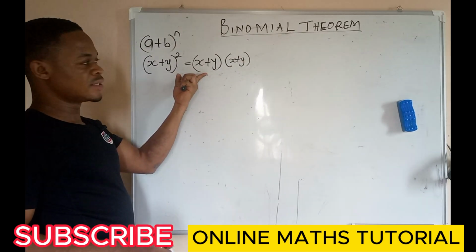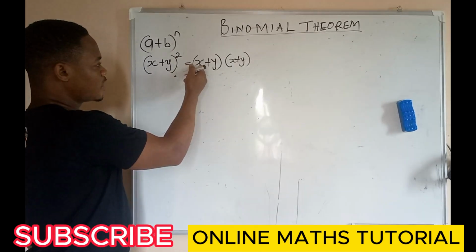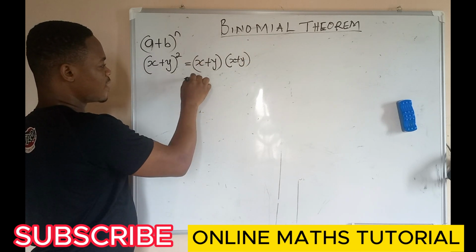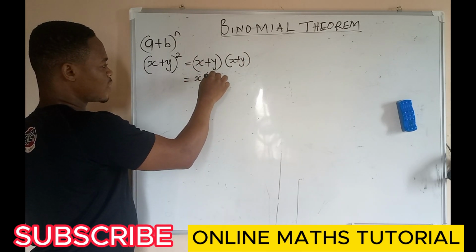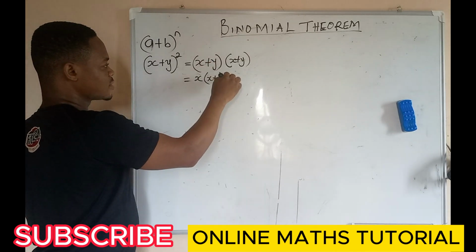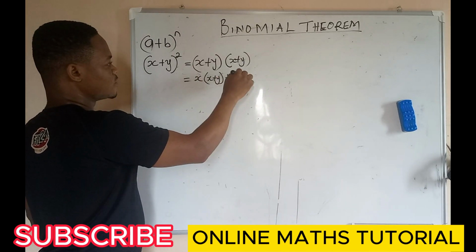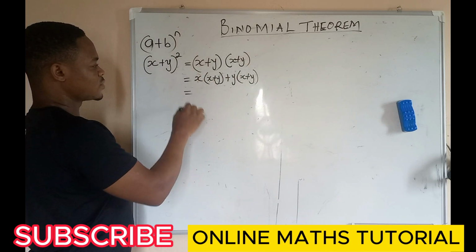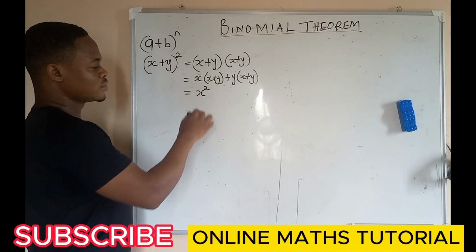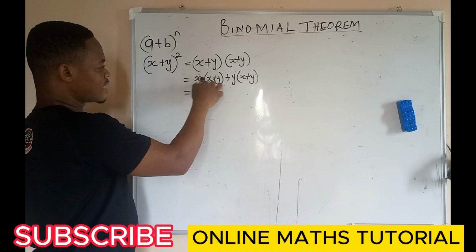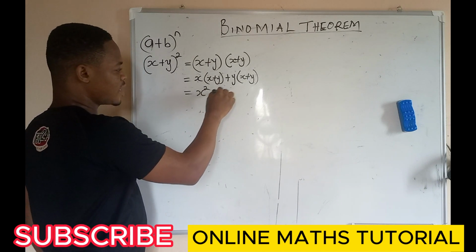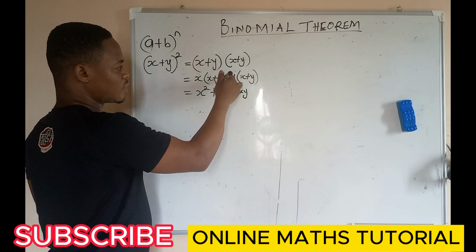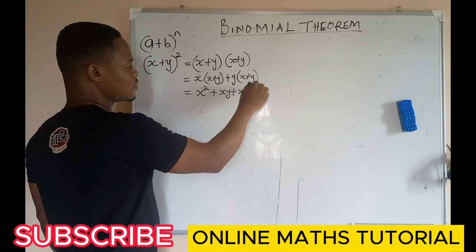And when we expand, what are we going to do? We will use all the values here to multiply this. If x multiplies everything here, we have x into (x + y) plus y into (x + y). And x times x will give us x raised to power 2, plus x times y will give us xy, plus y times x will also give us xy, and y times y will give us y raised to power 2.